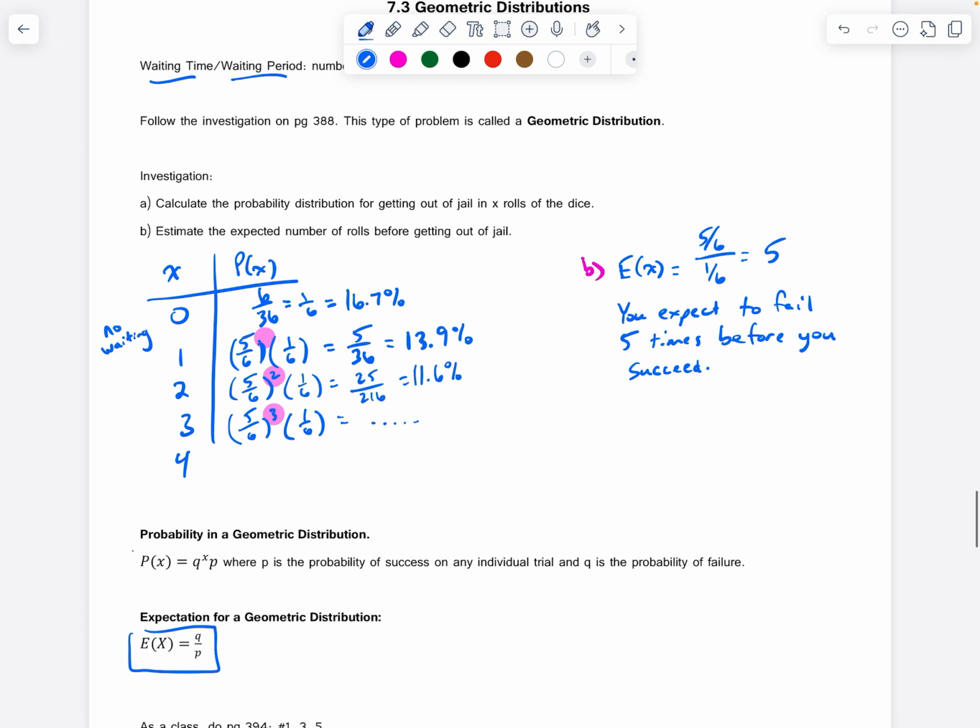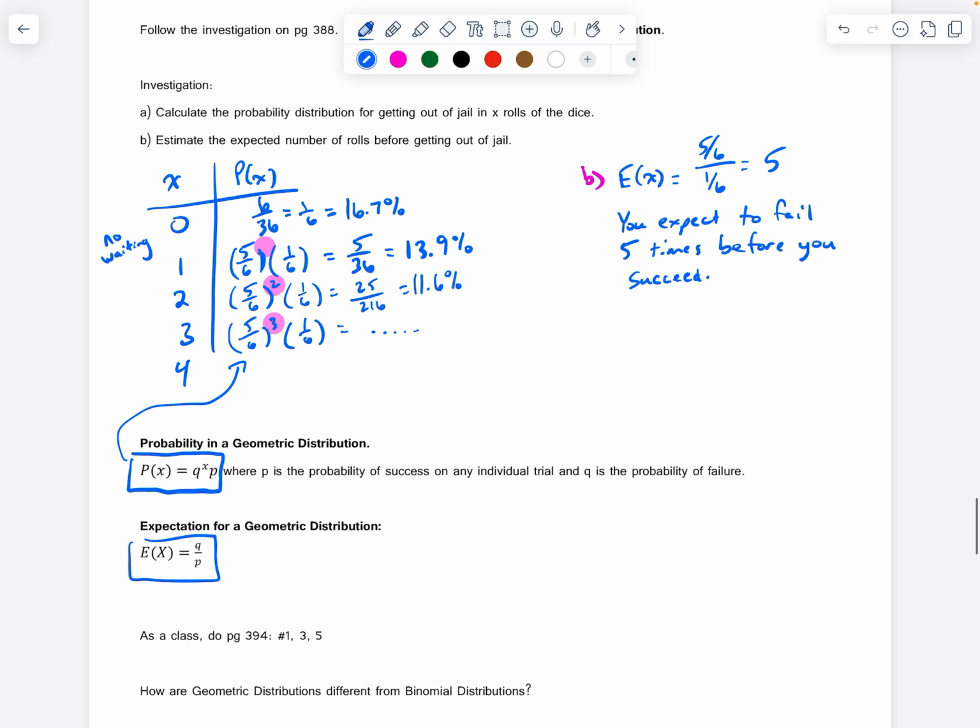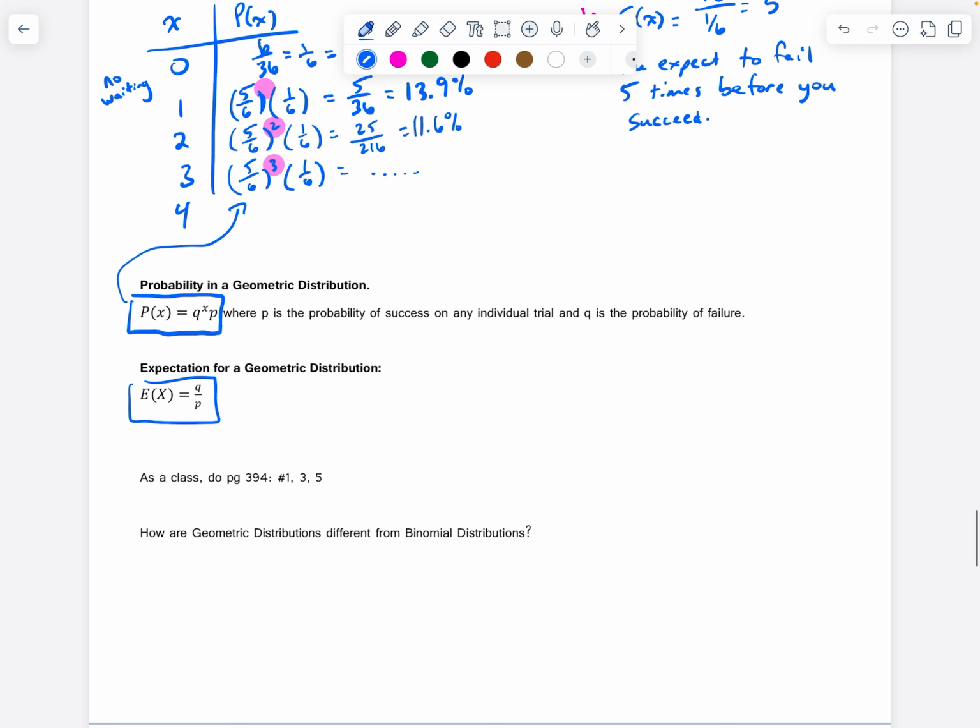All right, just take a look at these formulas here. P of x equals q to the power of x times p was what we were using up here. We kind of figured that out organically, but that's the formula you're using. We have our expected value, and we're going to try out these 3 questions from the textbook real quick.